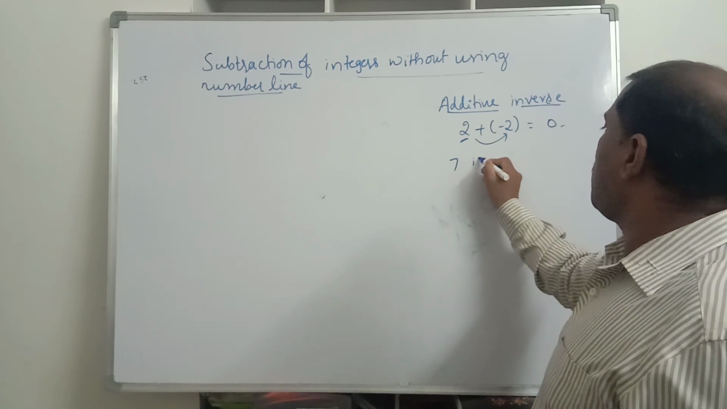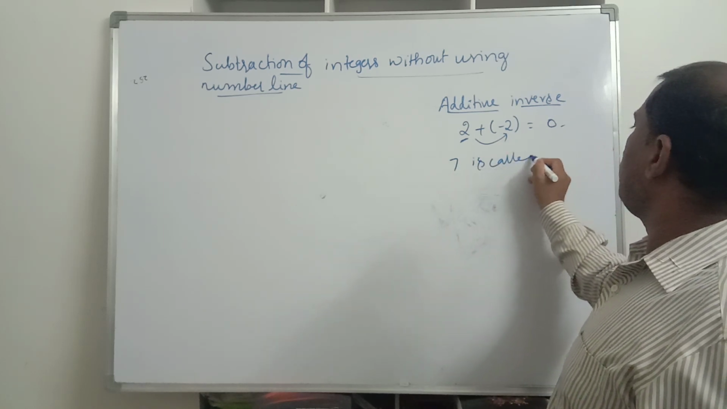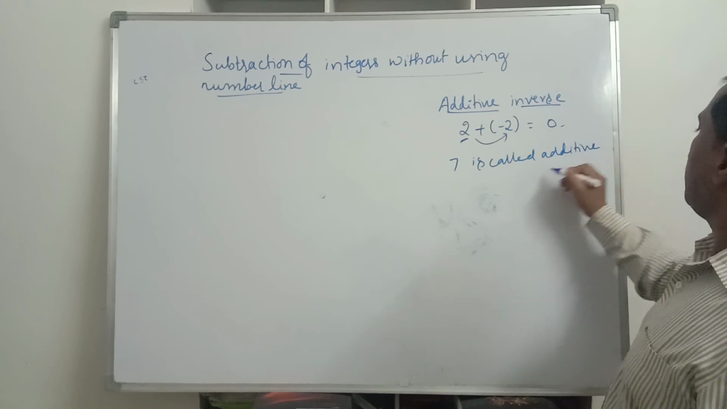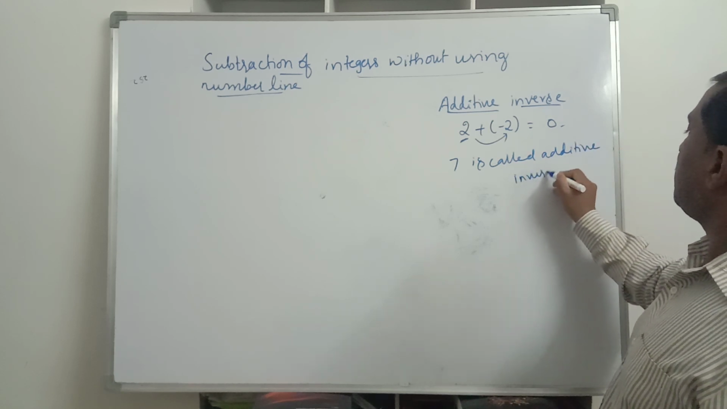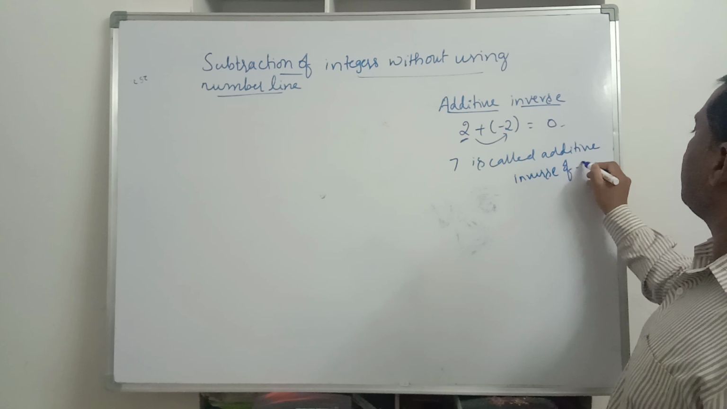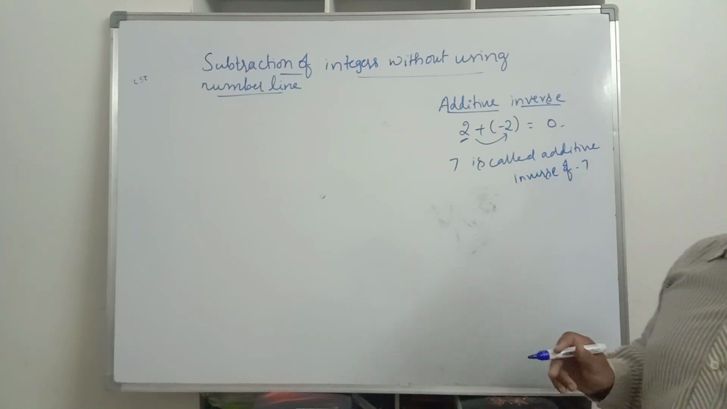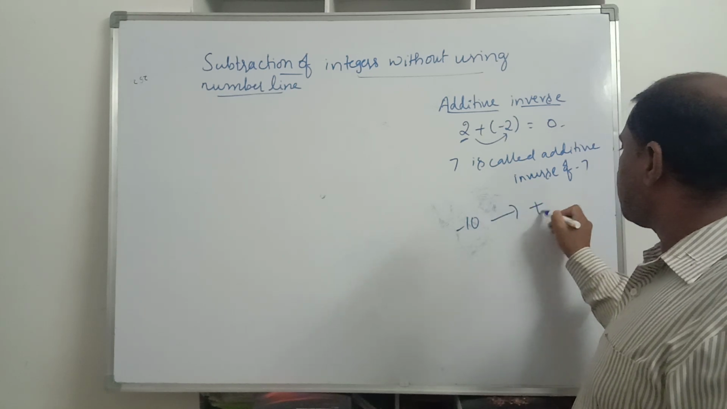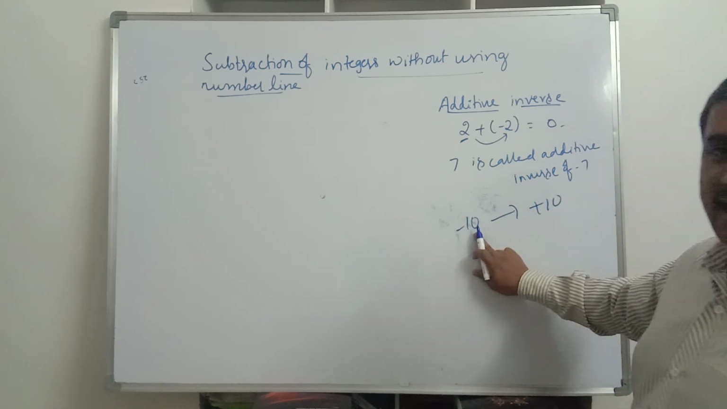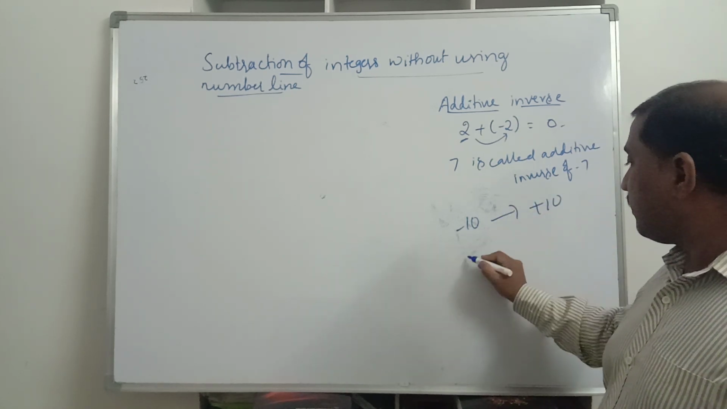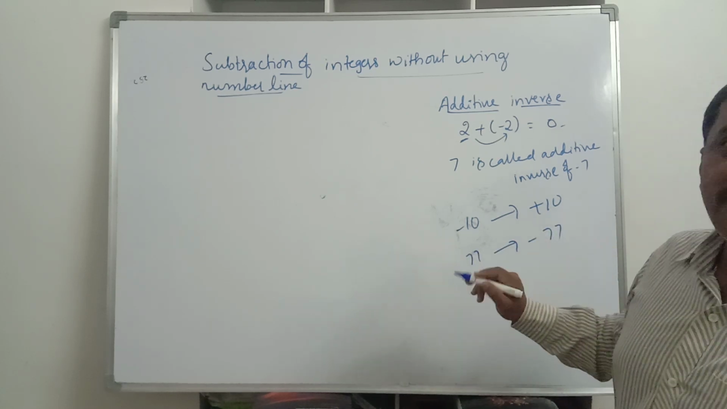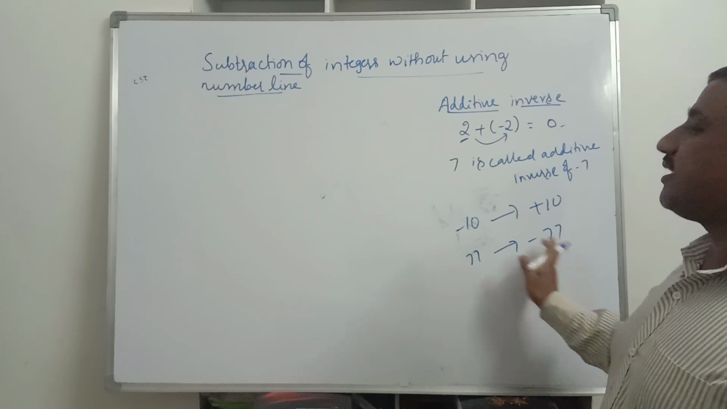Similarly, 7 is called the additive inverse of minus 7. What is the additive inverse of minus 10? It is plus 10. The additive inverse of minus 10 is plus 10. The additive inverse of 77 is minus 77. We get the same number with a different sign.